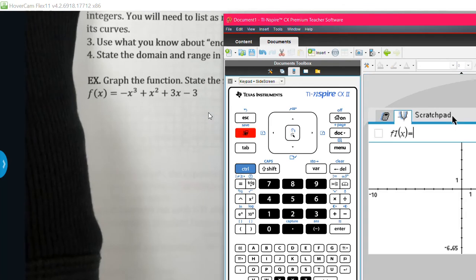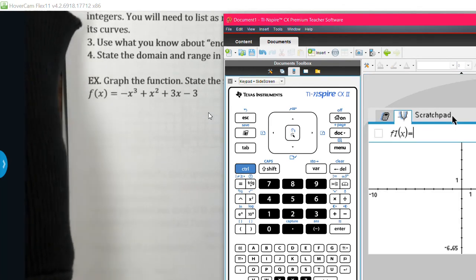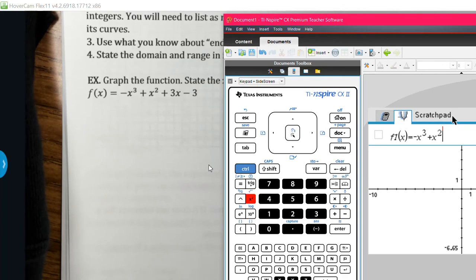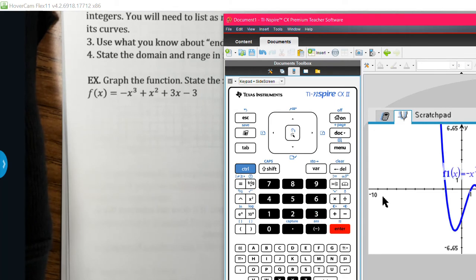Okay. Once you get to your graph, you're going to type that function in. Negative x to the 3rd power plus x squared plus 3x minus 3. Okay, so you should be able to recognize it's an odd degree with a negative leading coefficient. So it should be going opposite directions. My right end is going to negative infinity. My left end is going to positive infinity.